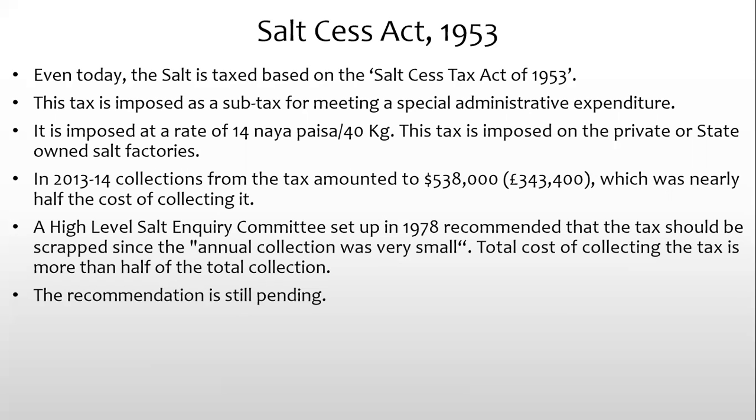But the imposed rate was 14 naya paise per 40 kgs. So this is the tax imposed on private or state-owned salt factories. So it was observed later that this tax amounted to just half of the cost of collecting the tax. So the cost of collecting the tax itself was so high that the income arising out of the tax was so less, it was not even covering the cost. So it was very clear that the government was incurring loss.